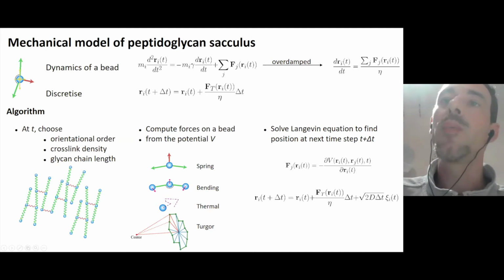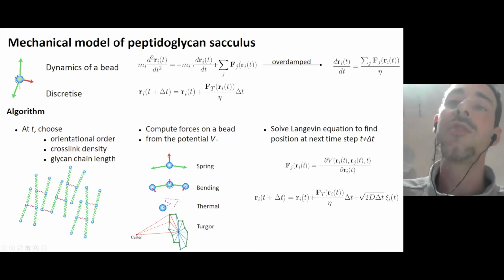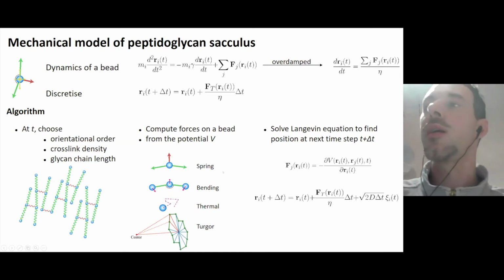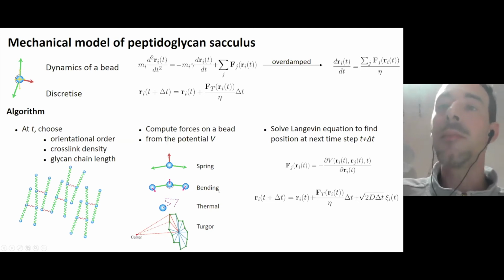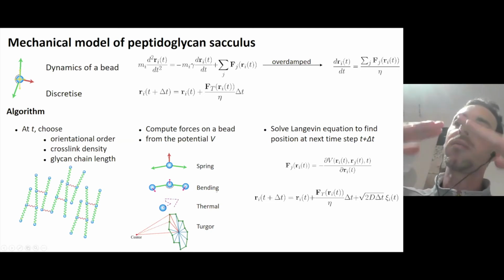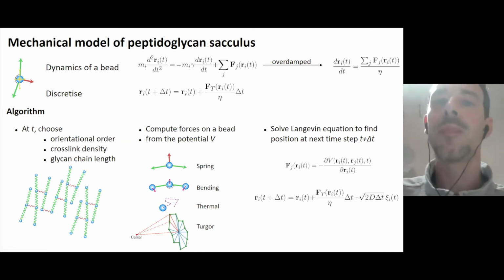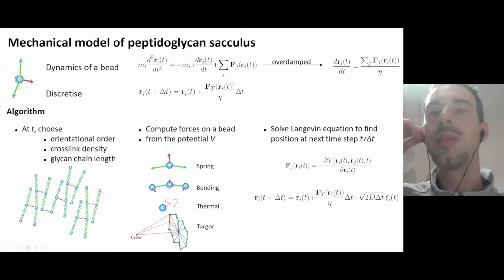chain. Then we compute the forces operating on each bead from the potential energies. The forces we are considering are spring forces, so the extension, the difference in distance between 2 beads. The bending, because glycans are usually going to be straightened up. We also have thermal fluctuation, so the Brownian motion, basically.